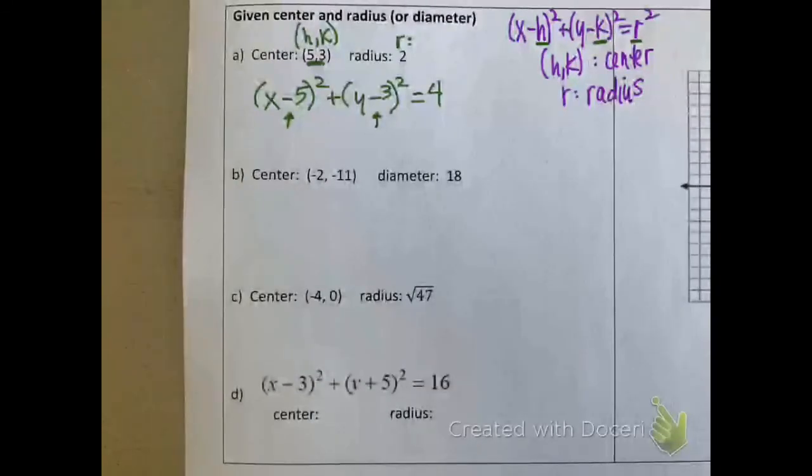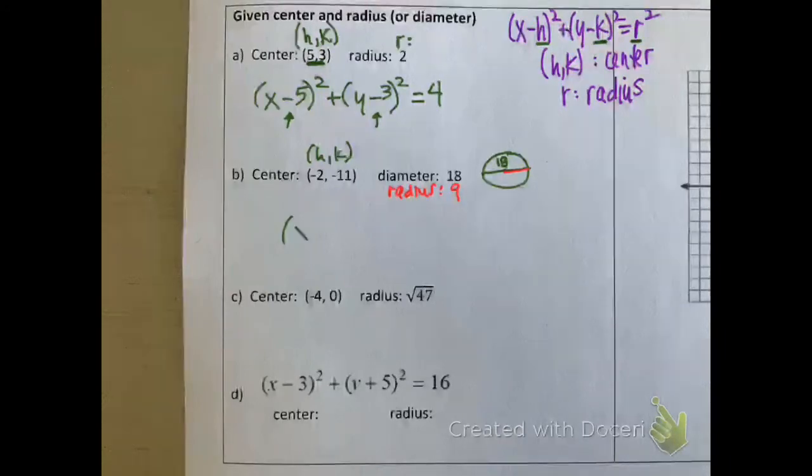So for part B, my center, (-2, -11), is my h, k. And in this case, they gave me the diameter. Remember, the diameter goes all the way across. So if all the way across is 18, how could I get the radius? That would just be halfway across, which would be 9. So I'm ready to plug this in.